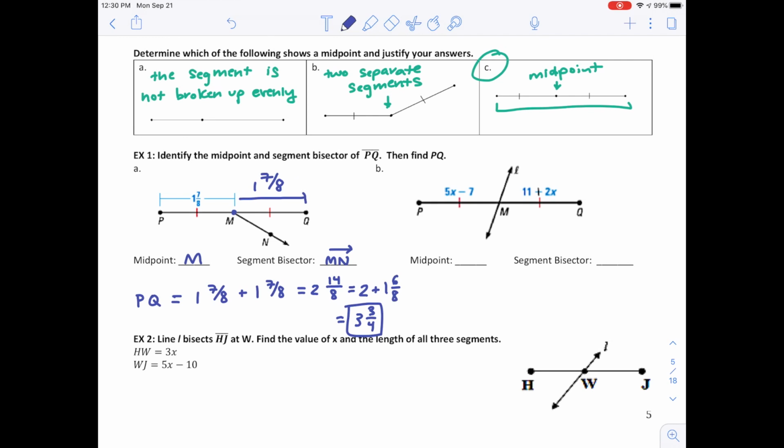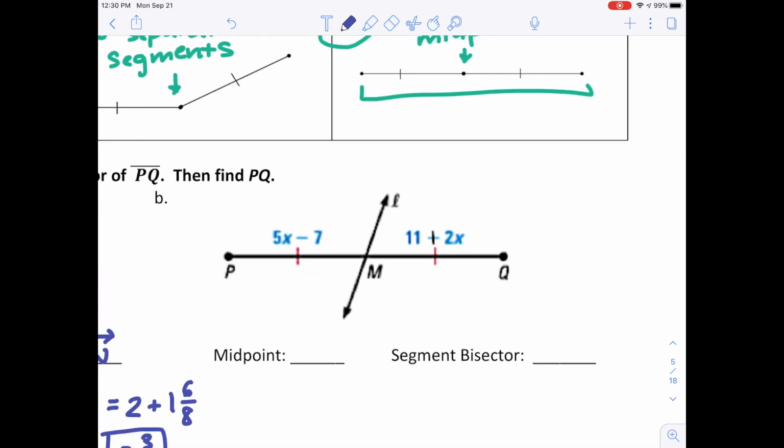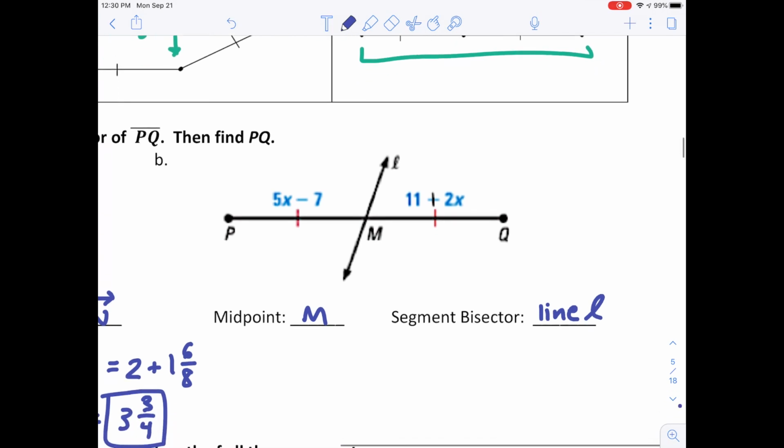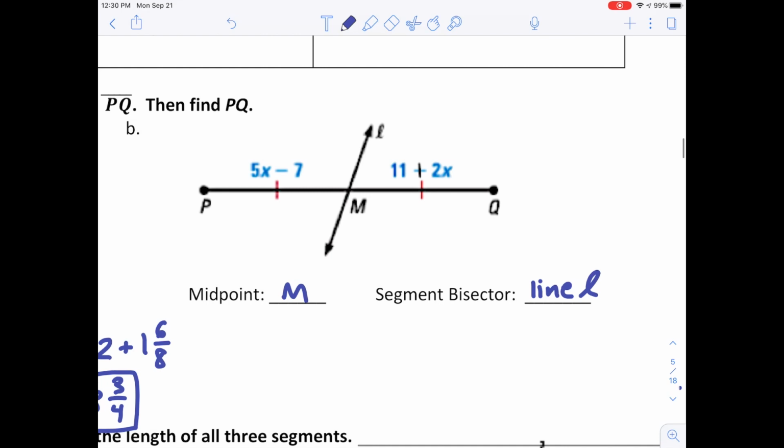One way that I can make these questions a little bit harder is if I introduce variables. So if we look at example B, again, I have a midpoint, I have a segment bisector. My midpoint on this one is M, because that's what cuts the line segment PQ exactly in half. And then the segment bisector is going to be line L. You can see it is labeled. So I have line L, and I'm making it curly. And I need to figure out what PQ is.